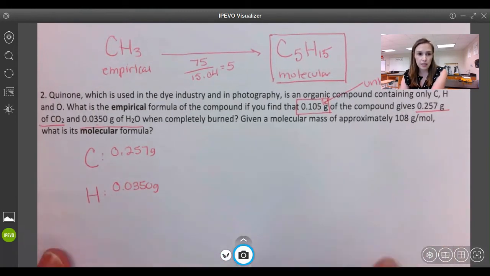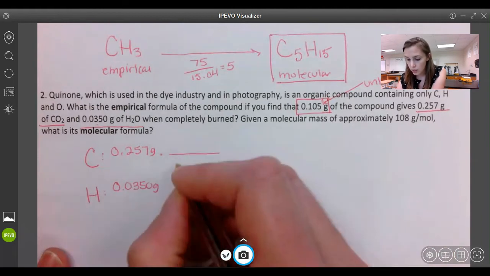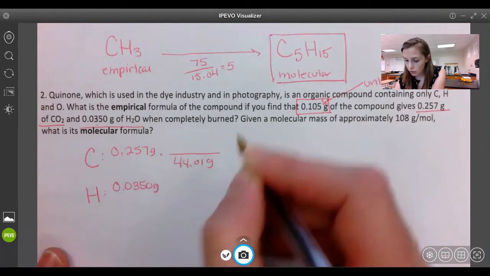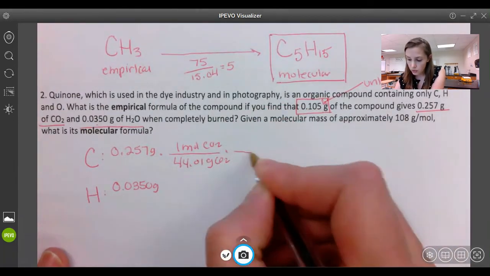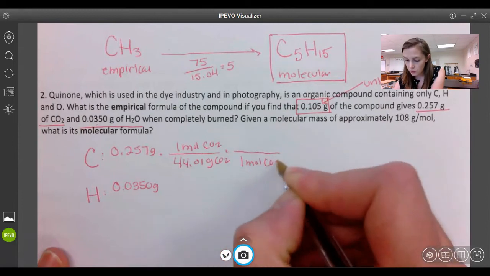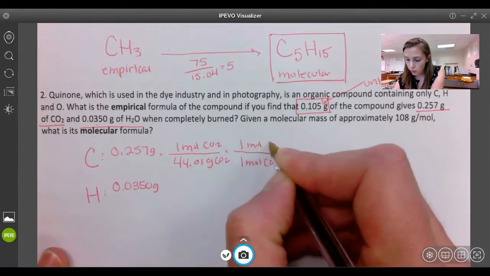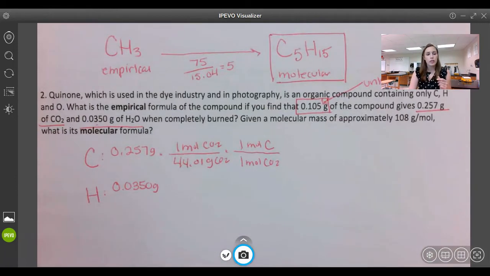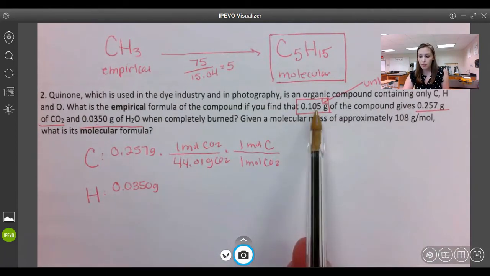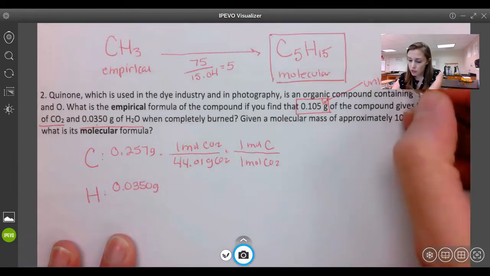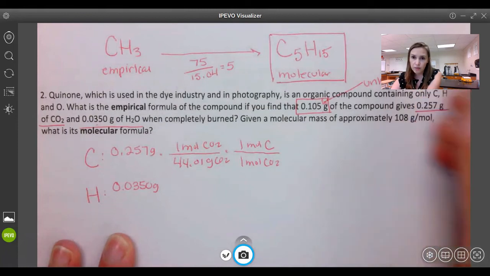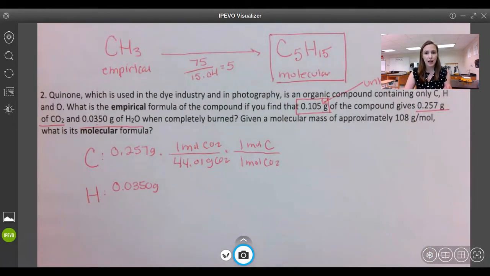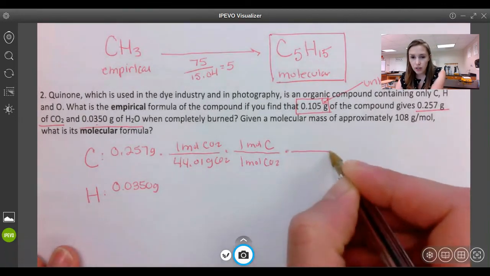So initially this is going to be the same set of steps. I'm going to get carbon using the 44.01 grams of CO2 for every 1 mole of CO2. For every 1 mole of CO2, I get 1 mole of carbon. Now what I need is the mass of carbon that was in this original sample, because remember, this unknown has carbon, hydrogen, and oxygen. So if I can find the grams of carbon and the grams of hydrogen, I'll know how much oxygen was in that original compound.